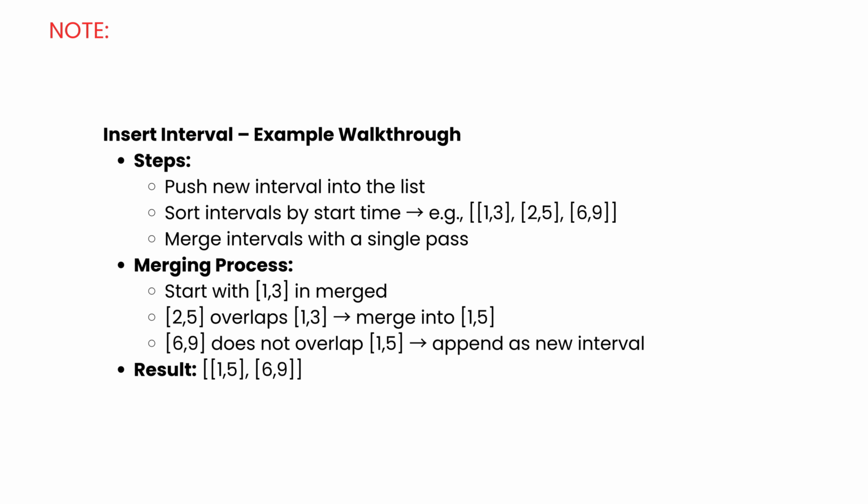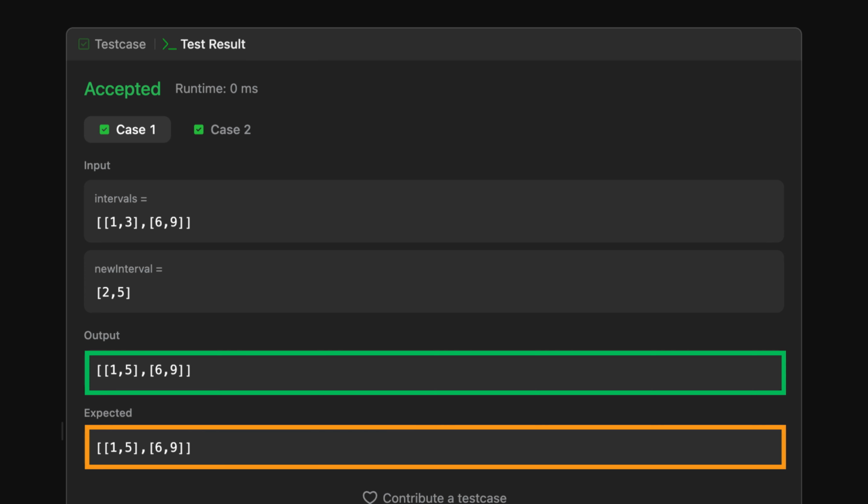Now we merge. Start with [1, 3] in merged. Next is [2, 5]. It overlaps because 2 is within the current end, 3. So we merge them into [1, 5]. Next is [6, 9]. No overlap this time because 6 is greater than 5, so we add it as a separate interval. And that's exactly what our program outputs, [1, 5], [6, 9], matching the expected result. That output makes perfect sense because [2, 5] overlaps with [1, 3], extending it to [1, 5].